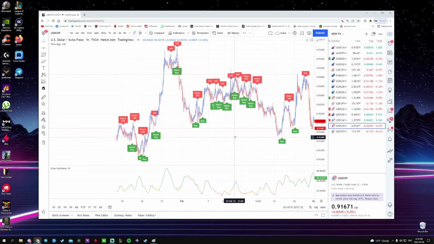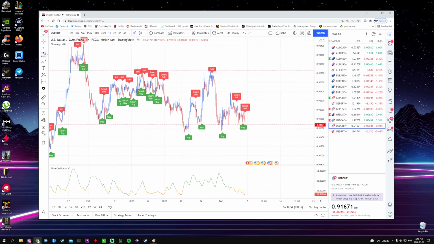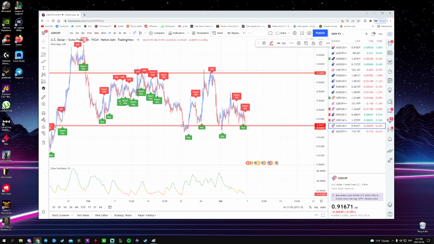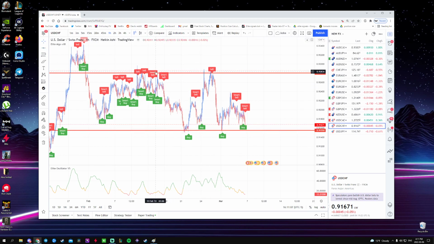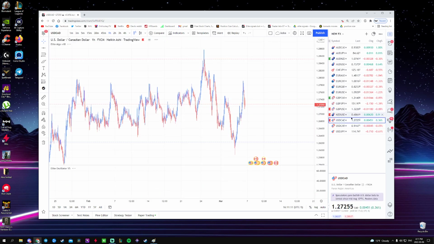So this one is also a little bit in a range. We can see that because it hasn't really made a lower high or a lower low. As we can see right here, it's stuck in this area. So again, we don't want to be trading this chart because it is stuck in a range. So again, we should ignore it, keep looking.